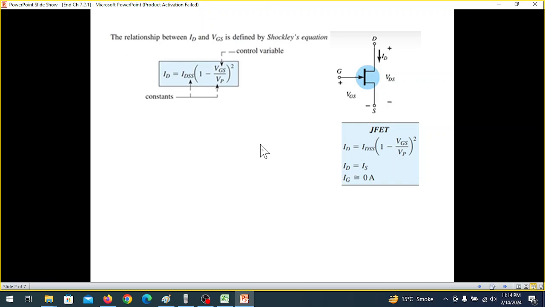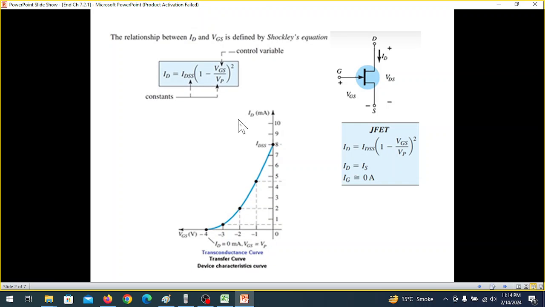Now we have learned all these. I'm just repeating. This is the Shockley's equation, a very important equation that we're going to use. This is the circuit diagram, and again Shockley's equation. Important point is the gate current here. In FET, we assume that the gate current is approximately 0, and therefore the drain current is equal to source current. ID is equal to IS.